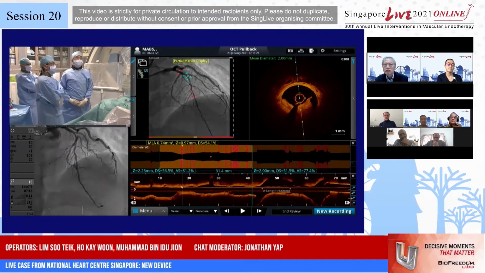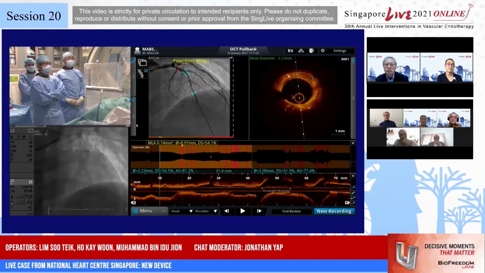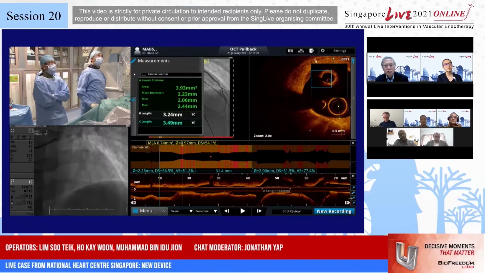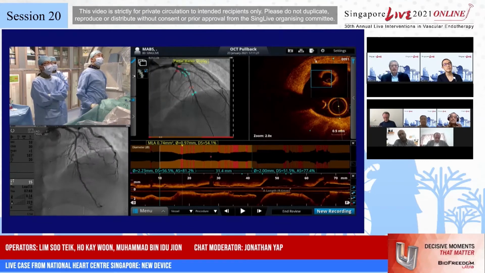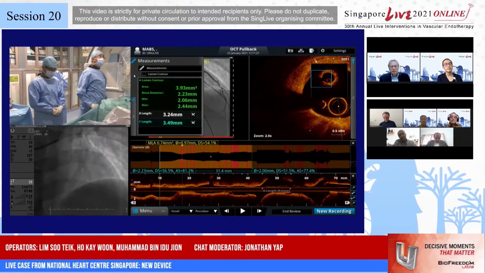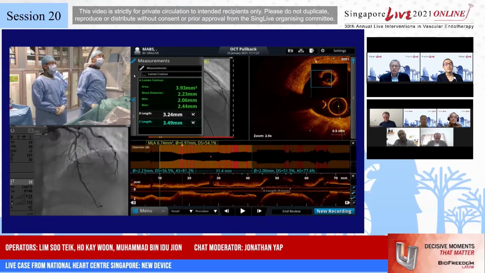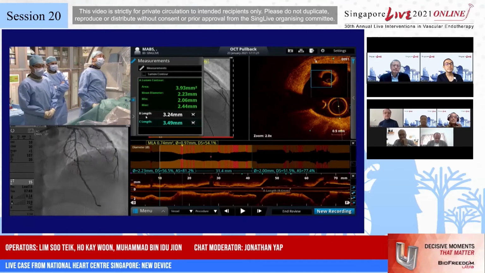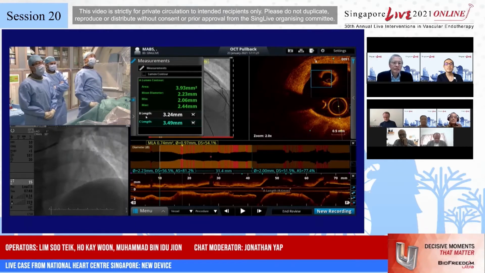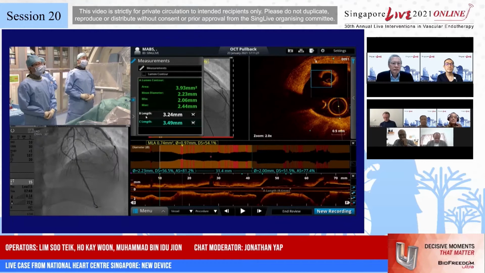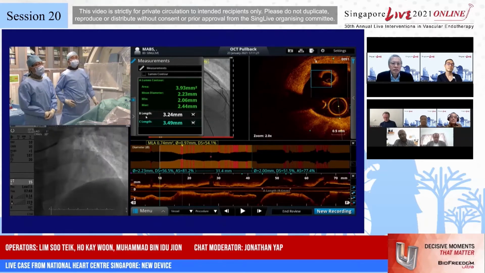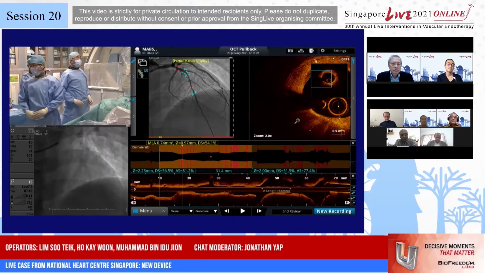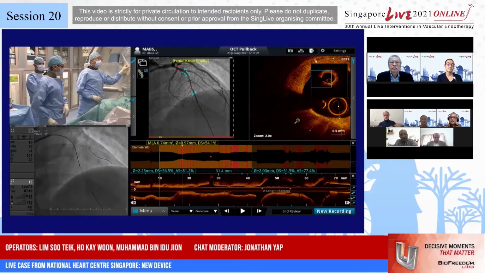I think the 2.75 stent might be better for the distal. The original lumen diameter was about 2.25, and the EEL, the vessel diameter, is about 3.2. I think you can use a 3.0 stent.